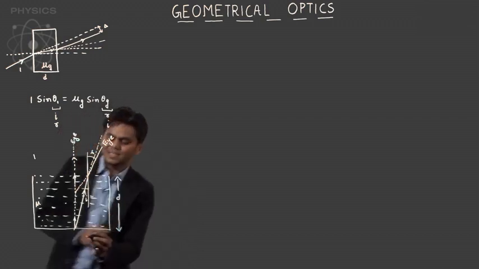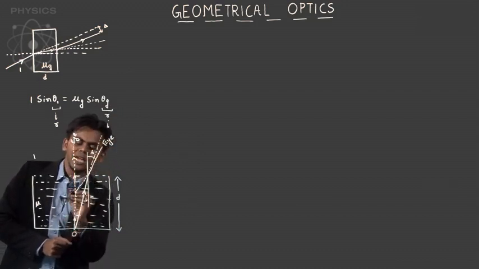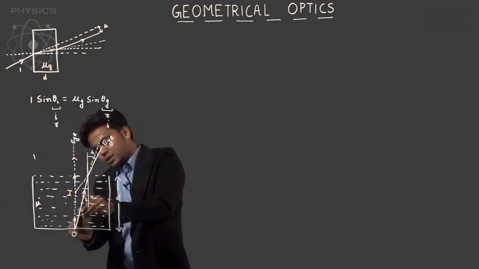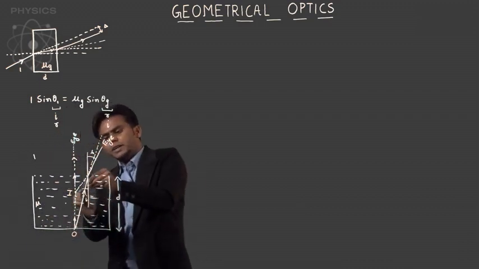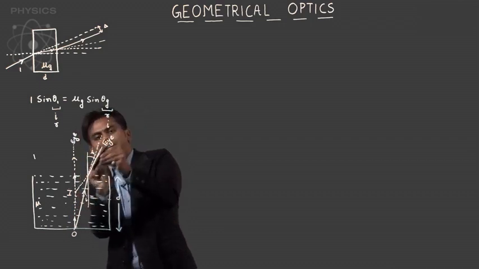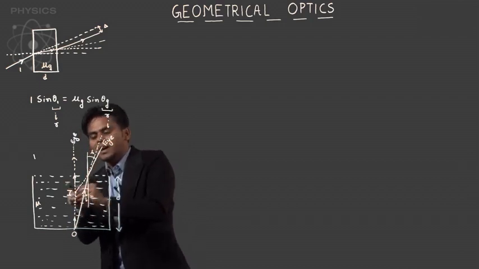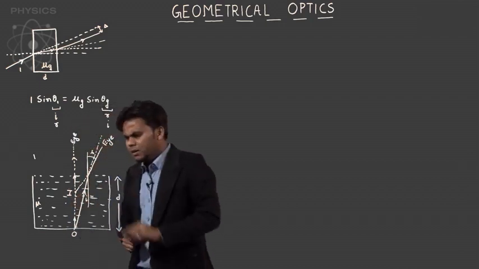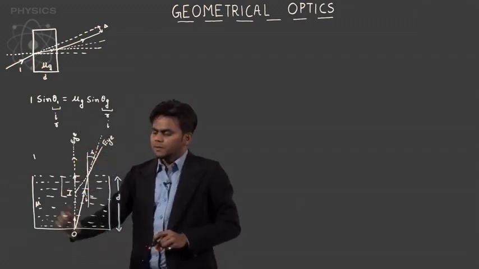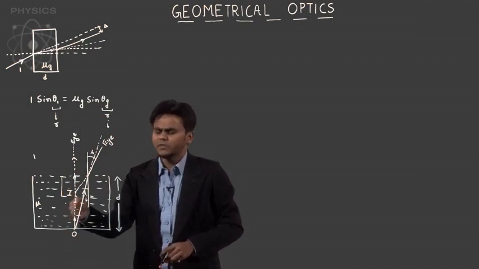Which means rather than seeing the image of this object here, my eye would see the image here. Why? Because this ray comes over here, deflects like this, and my eye thinks that it is coming from straight below, not refracting. So this is the image which my eye would perceive, which means I have a shift. This is my shift in the object-image configuration.